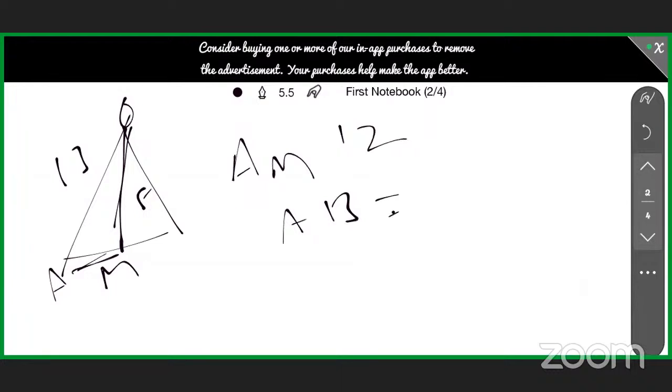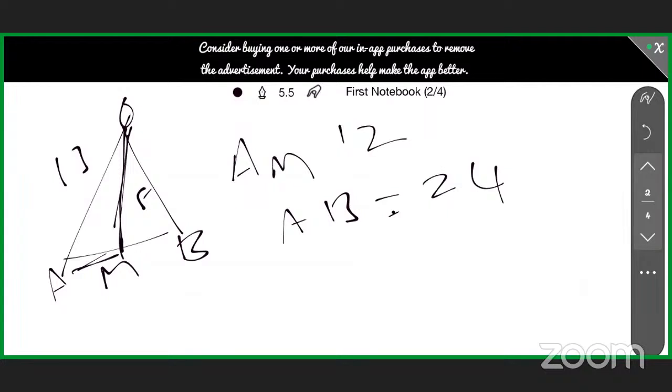Then your value of AB will become, value of AB is equal to how much? If AM is 12, value of AB is equal to how much? 24, because it's a perpendicular. A perpendicular will bisect a line equally. Correct, no?